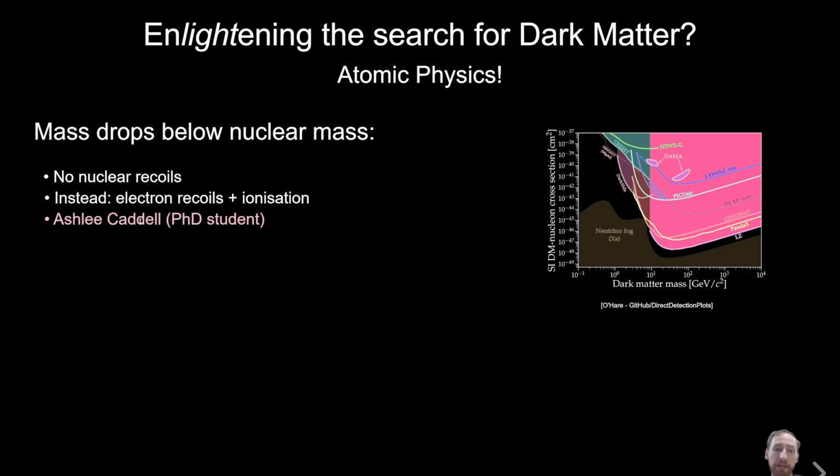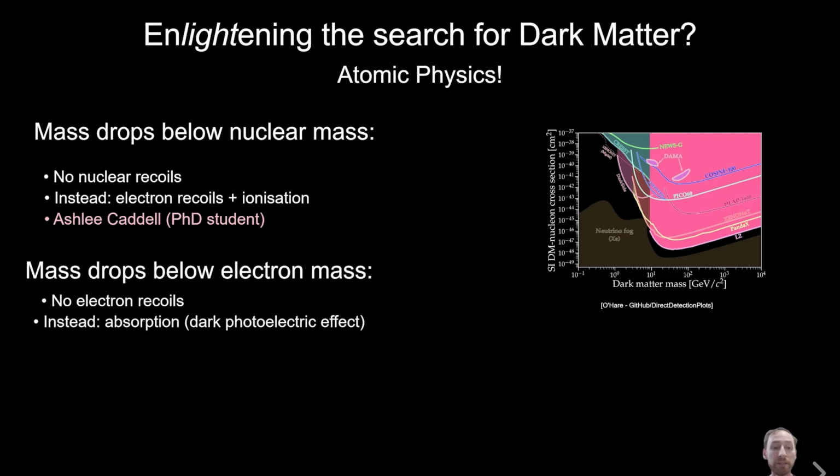One of the ways to do that is to instead look for electron recoils. This is dark matter particles which can scatter off atomic electrons rather than nuclei and cause observable ionizations. I'm not going to talk much about that, but that's something that my PhD student, Ashley Cadell, has been working on a lot, so there's a paper a bit later on that you can have a look at. Now, of course, if you keep going lighter and lighter, you get the same problem again, a couple of orders of magnitude lower. If the mass drops much below that of the electron mass, you're also not going to get appreciable electron recoils. But in this regime, you can get, for certain kinds of dark matter, absorption.